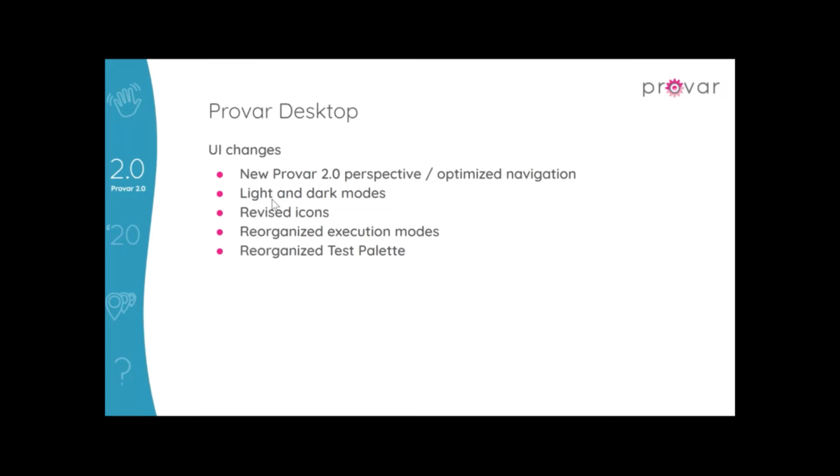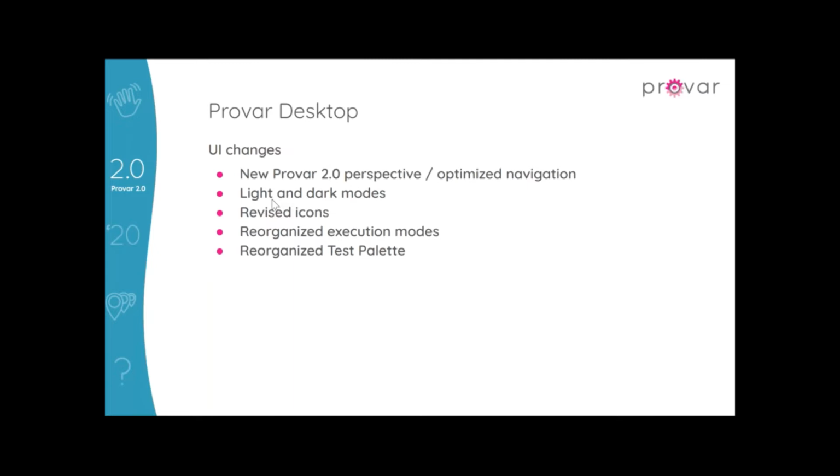In the Provar desktop application, we've added a new perspective called the Provar 2.0 perspective. Now you'll notice this whenever I go into the demo, but essentially we've just reorganized the tabs for better navigation and a more user-friendly interface. In addition to that, we've added support for a dark mode inside of Provar desktop. Previously we only had the light theme, now there is a dark theme to go along with that, and I will show you how to toggle back and forth between those two modes.